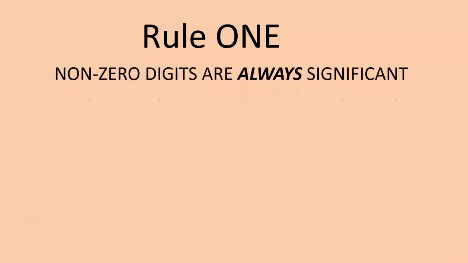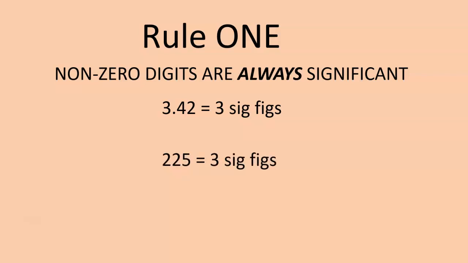Let's jump right in. For rule number 1, non-zero digits are always significant. 3.42, 3 sig figs. 225, 3 sig figs. 782.34, 5 sig figs. That's relatively straightforward and pretty easy to remember.